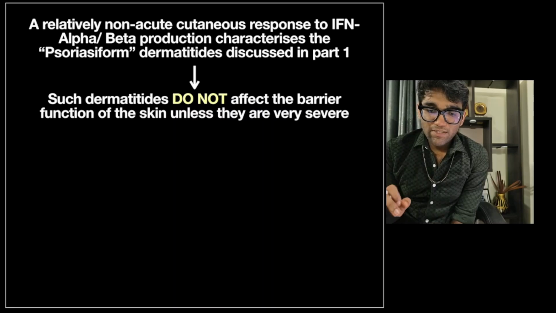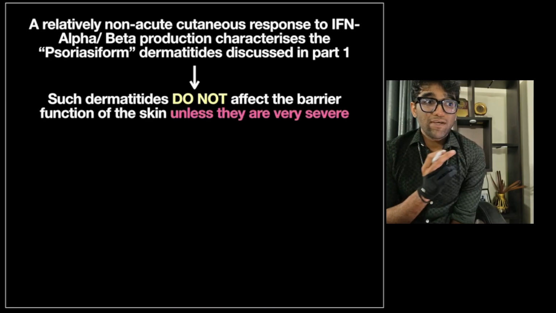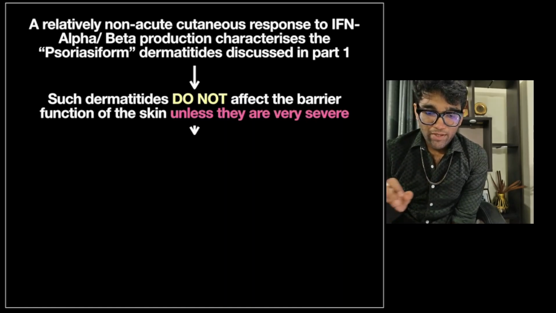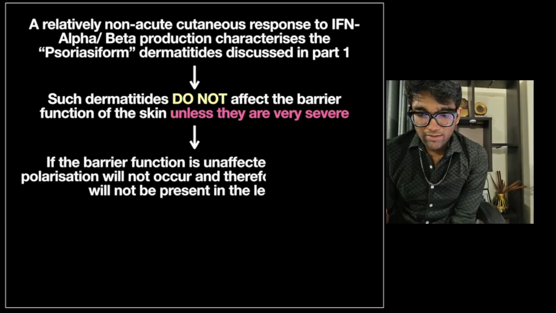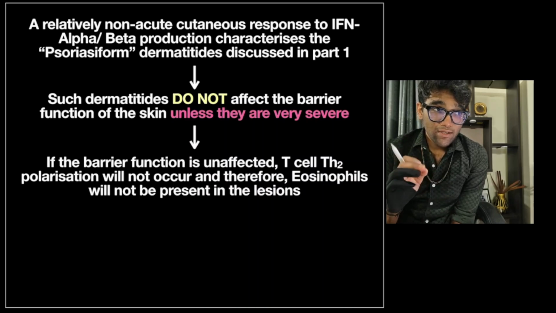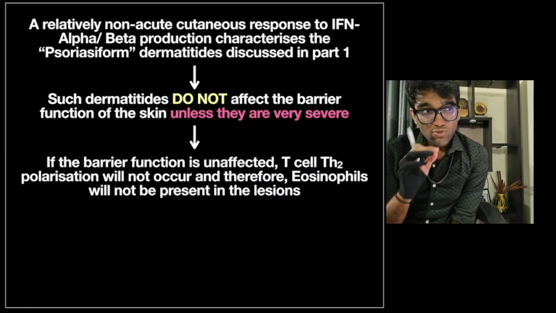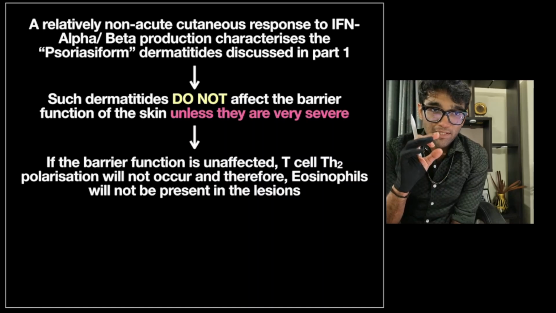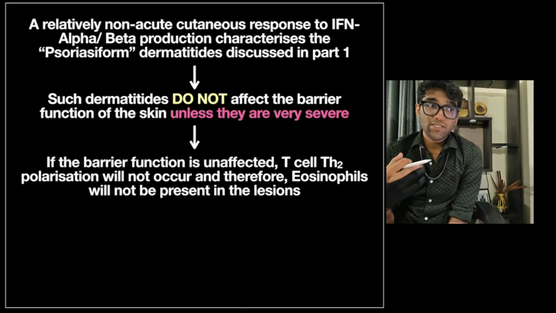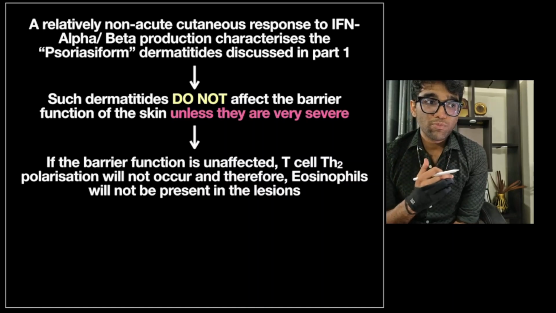So if the barrier function is not affected, and this is very important, and this obviously will be the case if there is not florid inflammation, but provided that those two criteria are met, then the Th2 polarization will not occur. We remember from our discussion on eczemas in the previous discussion, Th2 polarization happens when the epithelial barrier function is defective, and because of that exogenous peptides are able to reach through the epidermis into the dermis, resulting in epidermal cell production of thymic stromal lymphopoietin.